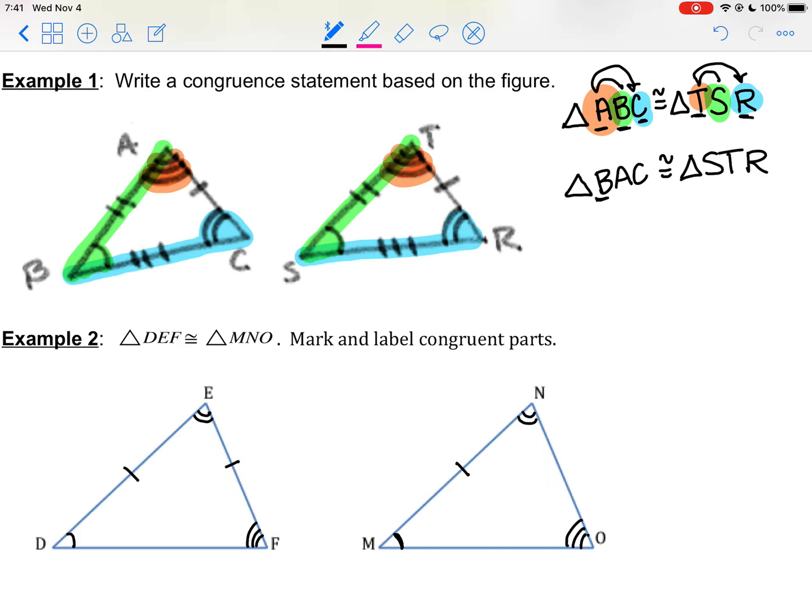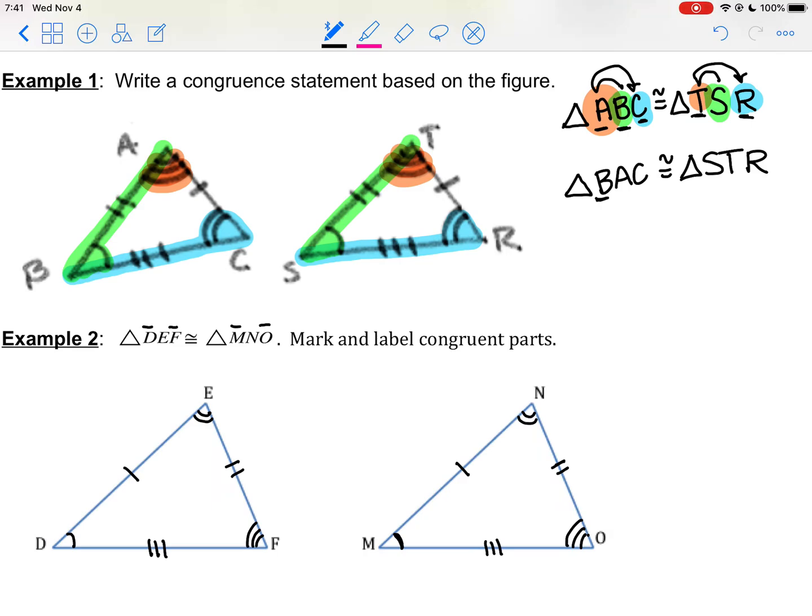If I put 2 marks on EF, that's the second 2 letters, so EF would be congruent to NO, so I'm going to put 2 marks on it as well. So the same number of little slashes to show that those are corresponding parts. And then finally, if I put 3 slashes on DF, DF is the first and the last, so that will correspond to MO. So I want to make sure that I have corresponding parts set up with those same markings.